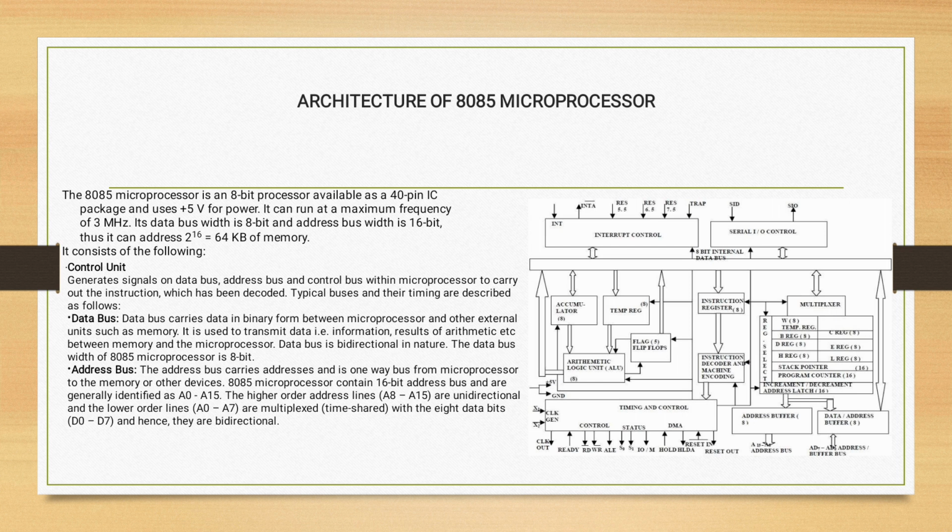Next is the program counter. It is also a 16-bit special purpose register. It is used to hold the memory address of the next instruction to be executed. It is basically used as a tracker, that means it tracks the particular memory address from where the instruction is fetched. The next one is the stack pointer. It is also a 16-bit special function register.